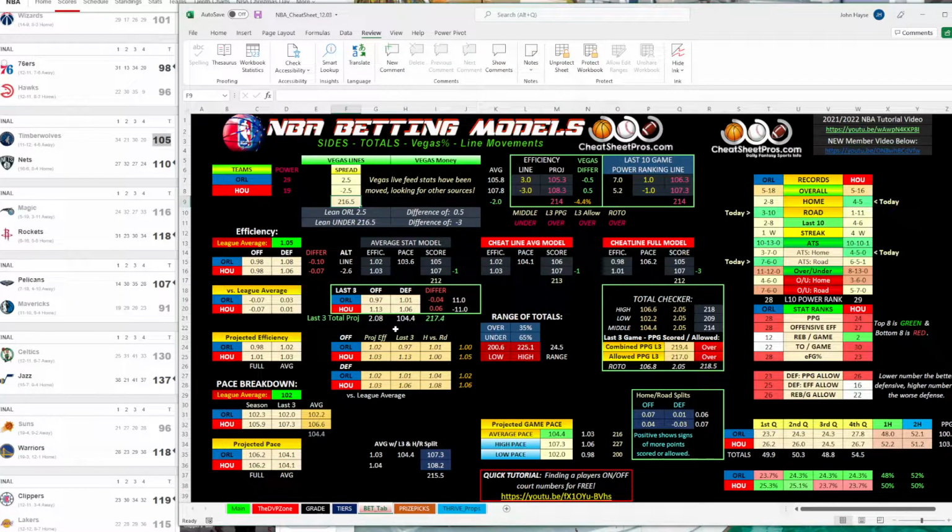over. And then you can also look here, I have a little hidden number here for the last 3, kind of if you use their efficiencies and projected pace, where it would be, and that also just kind of leaned over, so that would have been a good over.